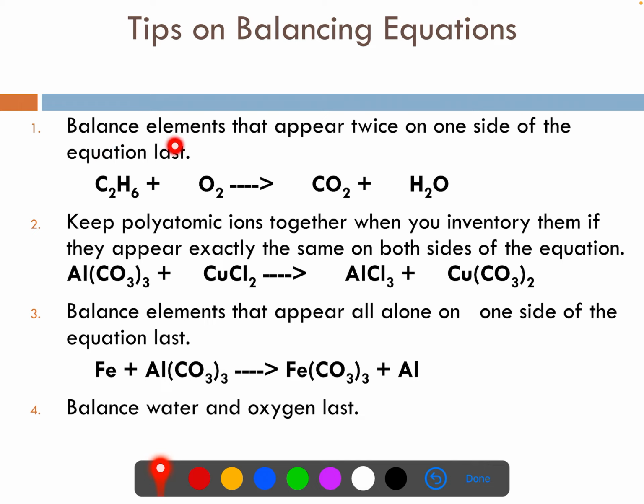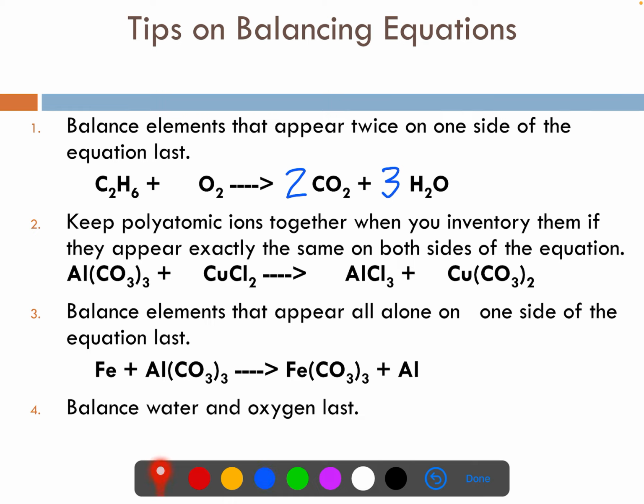So if I were to look at this, this is a pretty tricky one to balance. I am not going to start with my oxygens. I'm going to go ahead and start with my carbon. So I have two carbons over here, and I'm going to fill in two carbons over there. I'm going to go back to this side and see that I have six hydrogens. So in order to make six hydrogens, I'm going to put a three there.